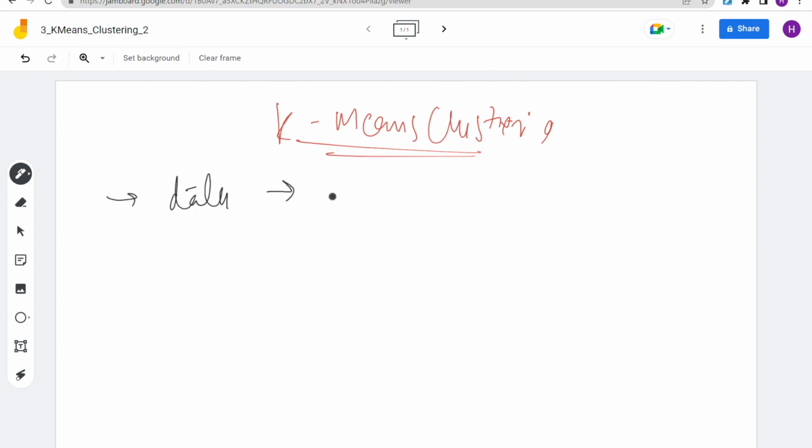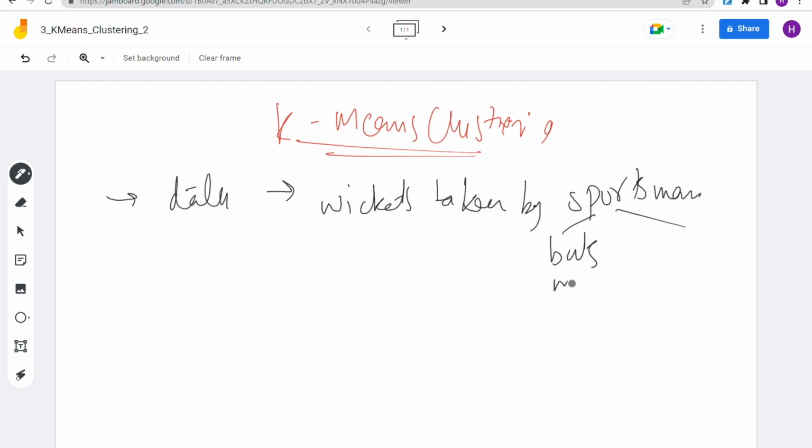which will have the wickets taken by sportsmen. This can be either a batsman or a bowler, and it contains random data. Let's say hundreds of matches, and tens and hundreds of players also. So we have a data set.